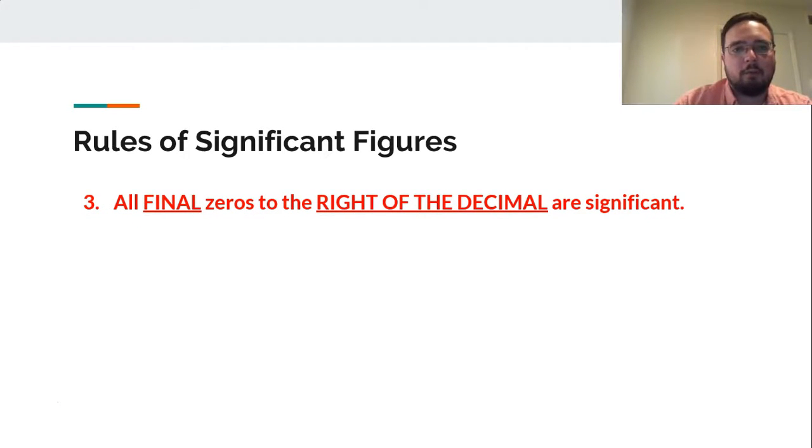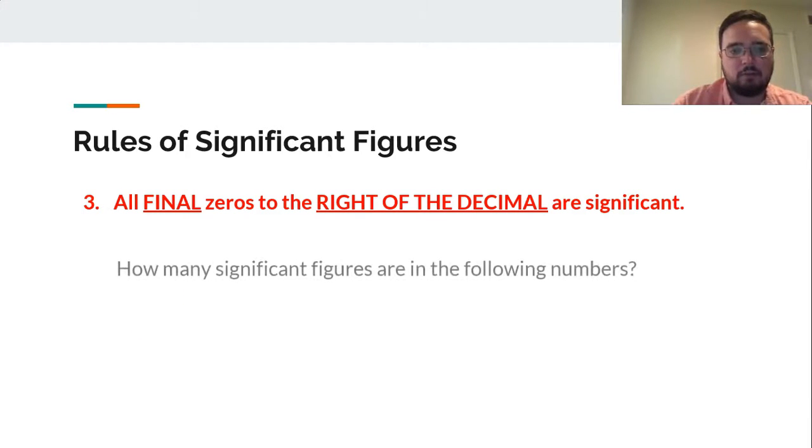So the third rule is that all final zeros to the right of the decimal are significant. Sometimes, most of the time, these might be the estimating digits, but they are significant in this sense.